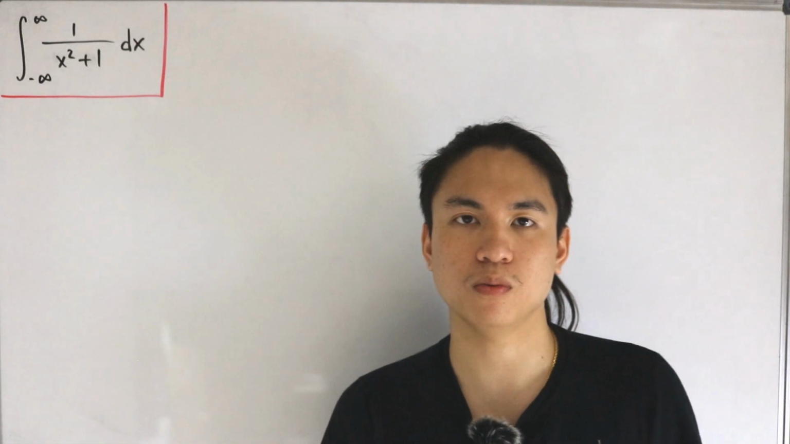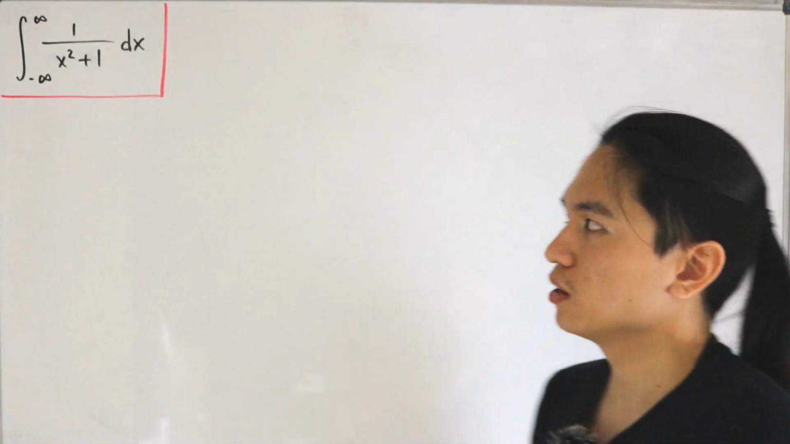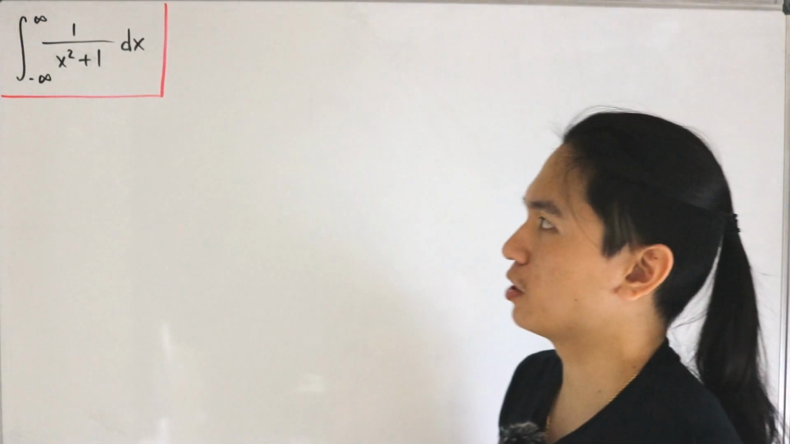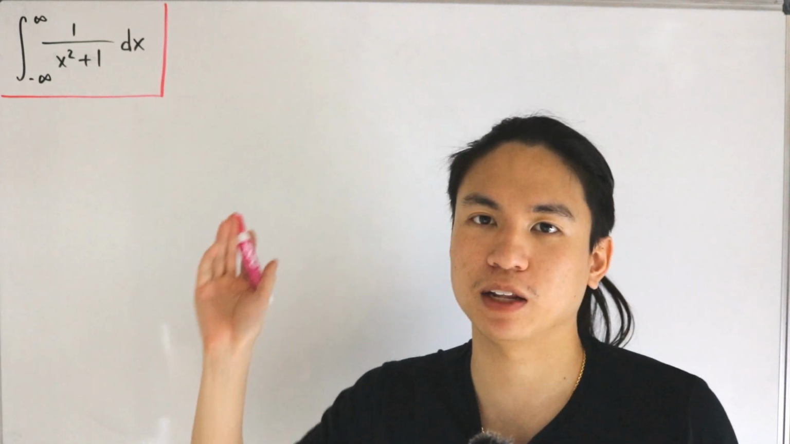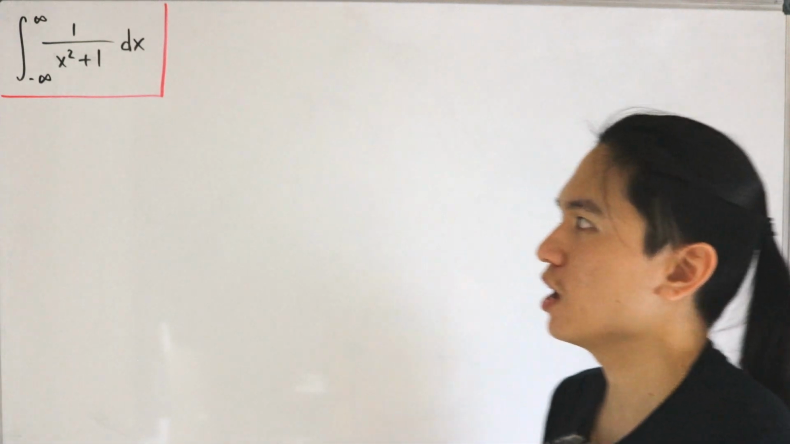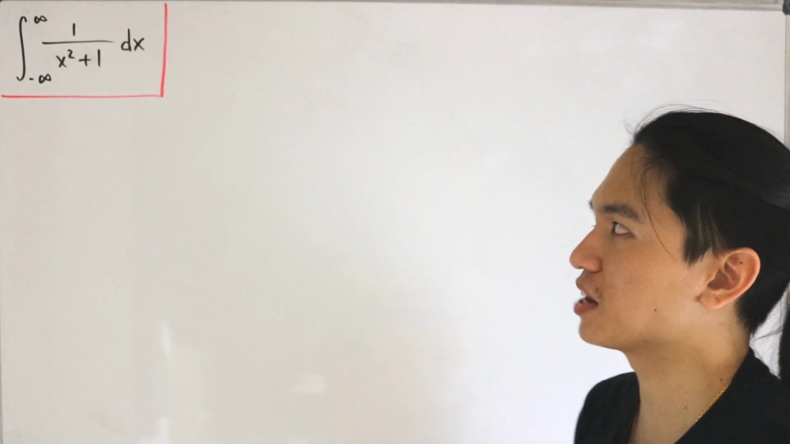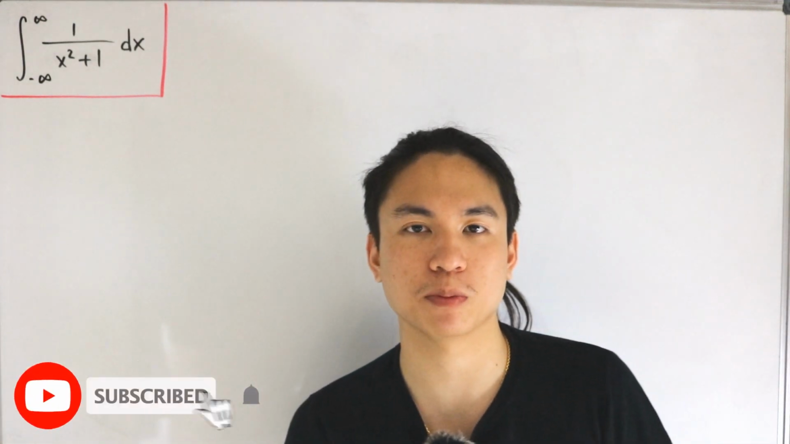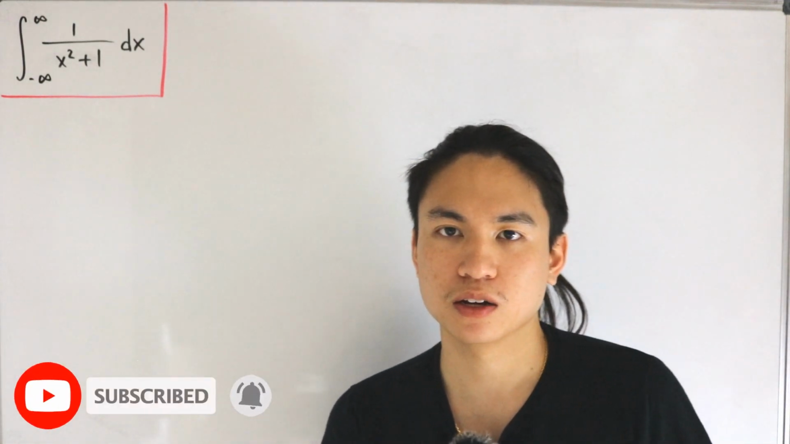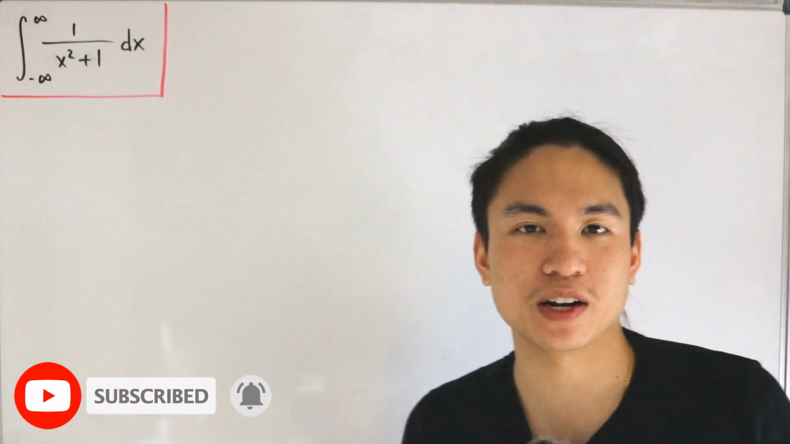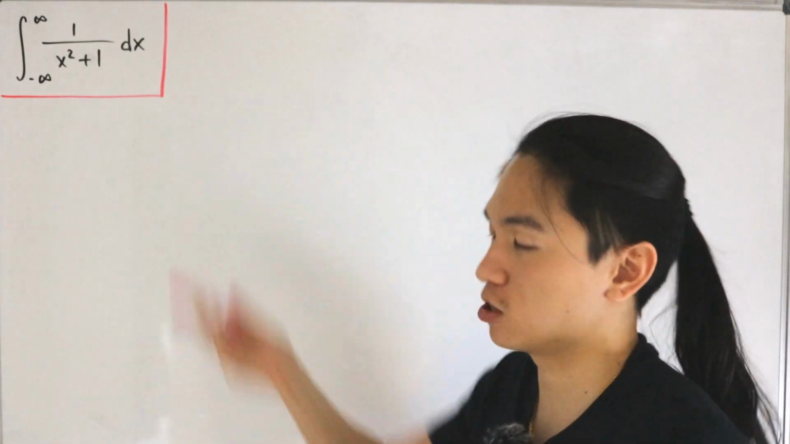Okay, so welcome back to another video. So we have a pretty basic improper integral that you would typically see in a Calculus 2 class. We have the integral from negative infinity to positive infinity of 1 divided by x squared plus 1 dx. So you can already guess at this point how to solve such improper integrals.